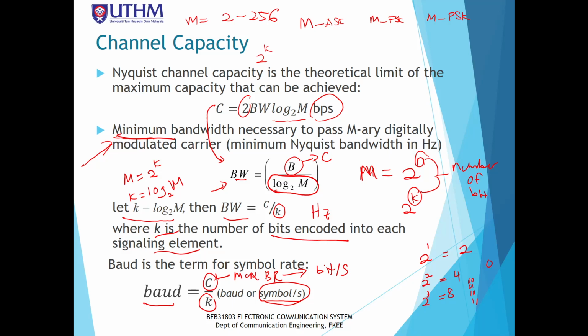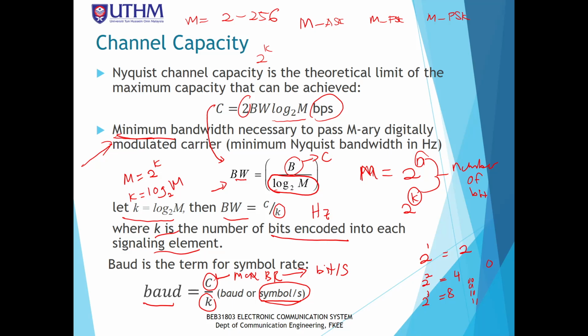Berapa banyak simbol yang kita boleh transmit dalam 1 second. Different from the bit rate. Bit rate means how many bits that we can transmit in 1 second. That one is a bit rate, bits per second. Whereas for the symbol rate, it is how many symbols that we can transmit per second.